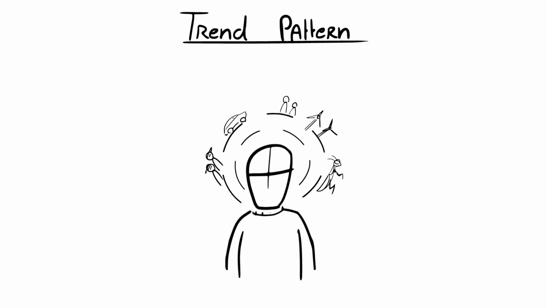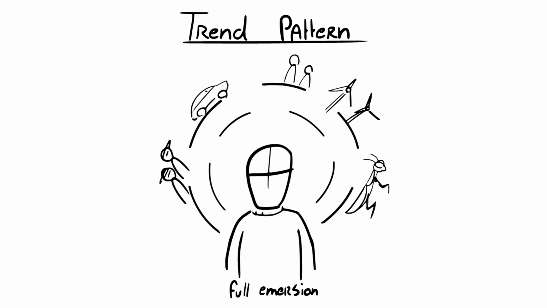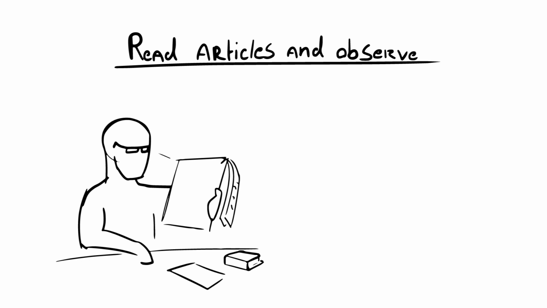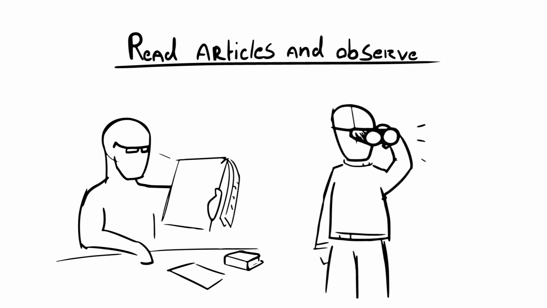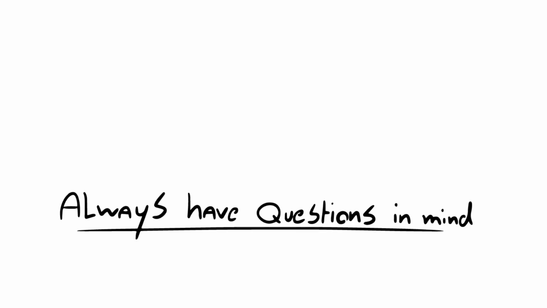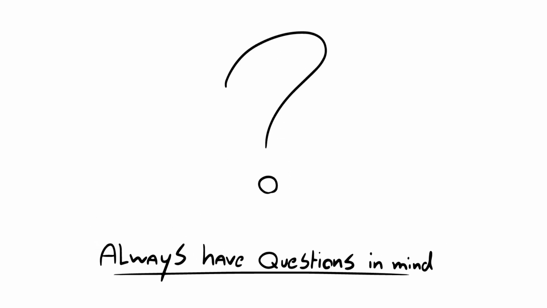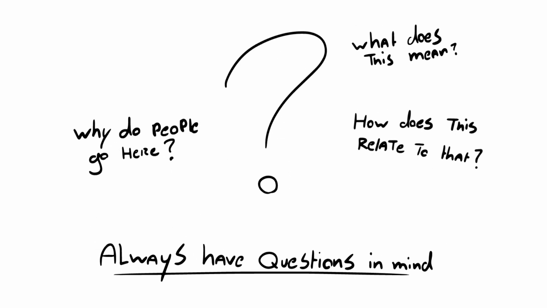Trend pattern is the last and most thorough way to conduct your research. It is about full immersion into the topics and creating patterns. You start off by immersing yourself in the relevant context by reading articles and observing the context for a period of time. You create a watch list of relevant sources to stay up to date on. When doing this immersion, you should always have relevant research questions in mind that you are trying to answer so that you pick up on the relevant information.